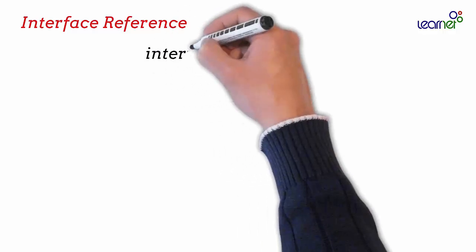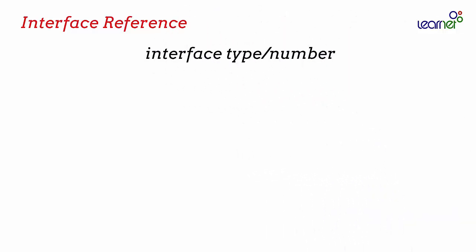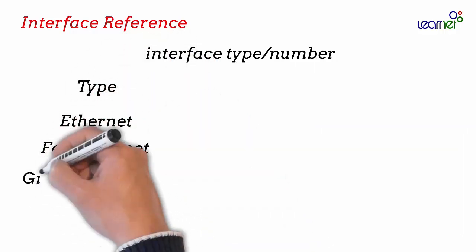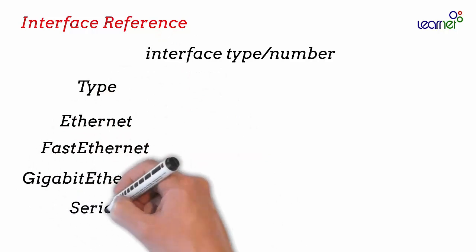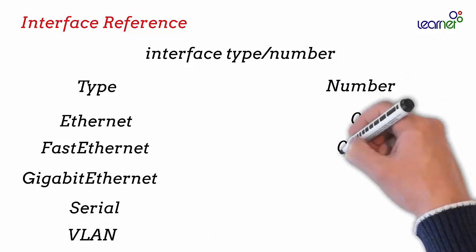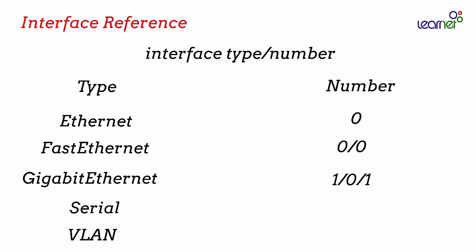Before we can jump on the next command, we have to know how we can refer to different Cisco interfaces when we need them. The general rule of thumb to refer to an interface is interface and then type number. This happens in global configuration mode. Type refers to the type of the interface, which can be Ethernet, fast Ethernet, gigabit Ethernet, serial, and VLAN, etc. Depends on the platform you're working with. And the number could be something like 0, 0/0, 1/0/1.